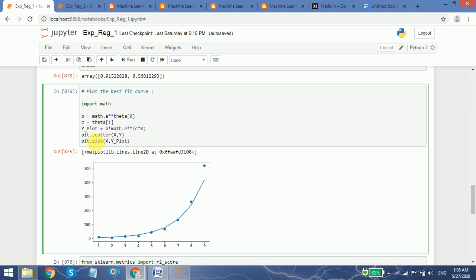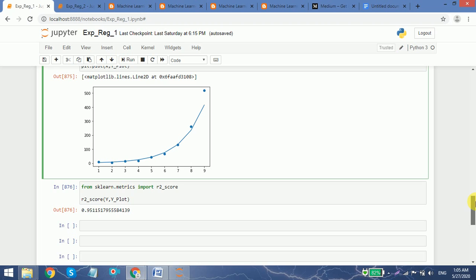Okay, so first of all I'm going to plot our main data, that was x comma y, and I'm going to plot our regression line or regression curve or the exponential curve using x comma y plot. The y plot is the value we just found here. As you can see, our model has done a pretty good job. Now what we need to find is the accuracy of our model.